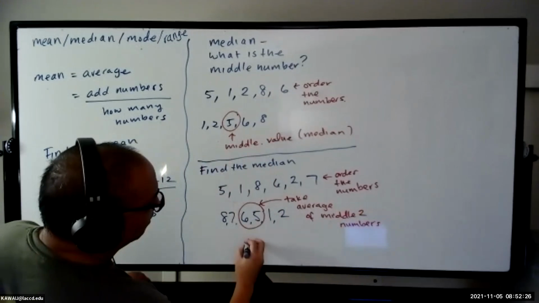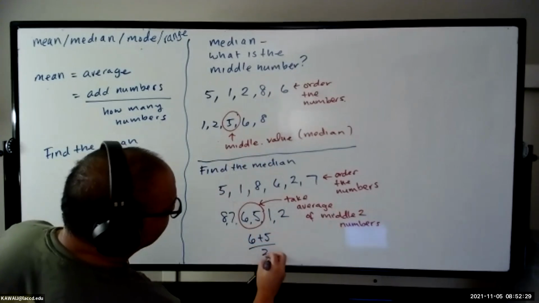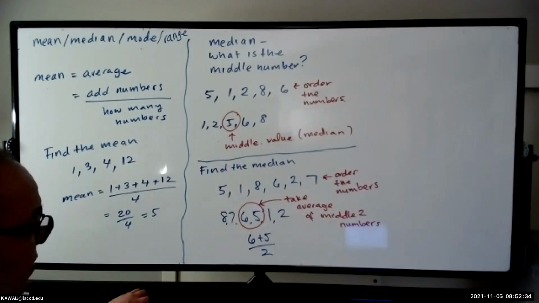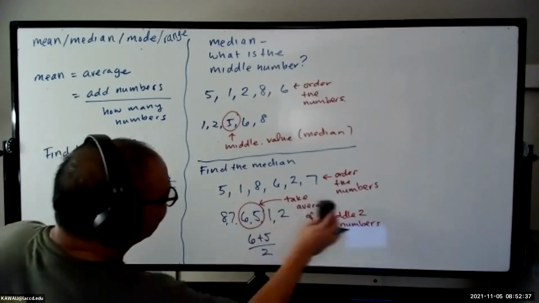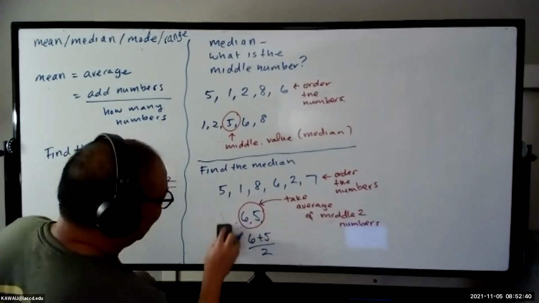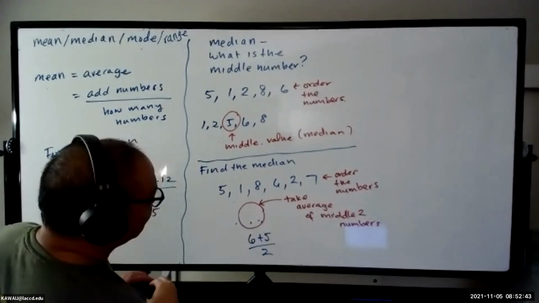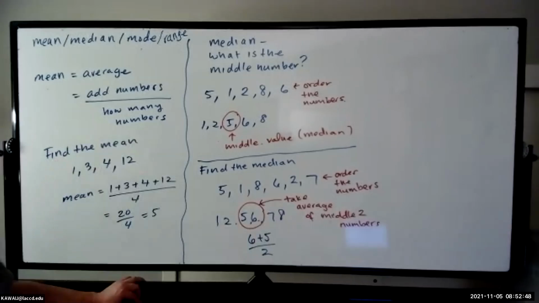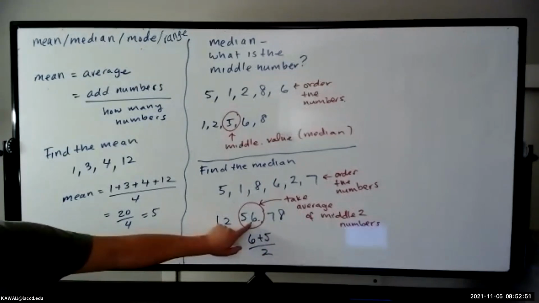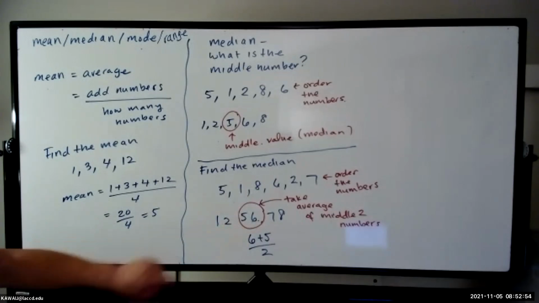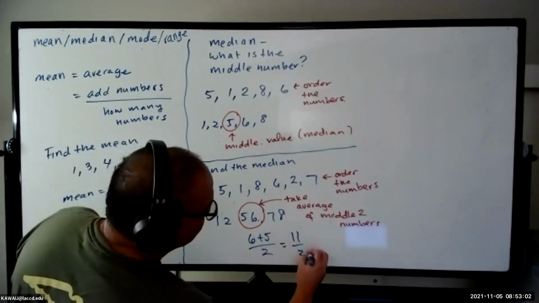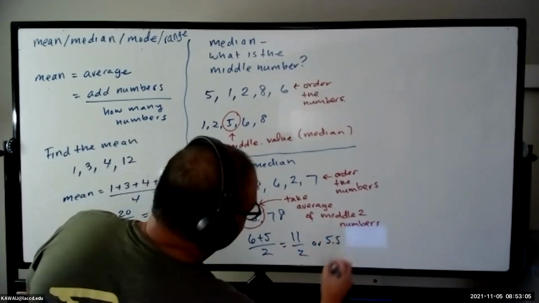So you want to go 6 plus 5 divided by 2, right? Just taking the average of the middle two numbers. Oh, wait, what did I just do? It doesn't matter. Let me do that again. I did it backwards. I have the 1 and 2 wrong. 1, 2, 5, 6, 7, 8. Sorry about that. I might be having a stroke. Okay. So you just want to take the average of the middle two numbers. And then this gives you 11 divided by 2, or 5.5.